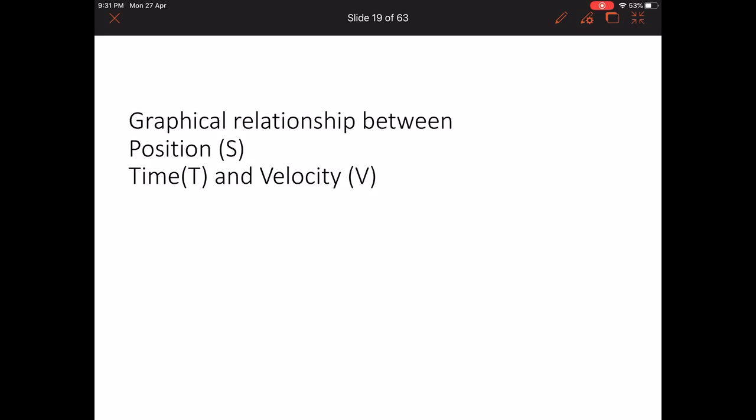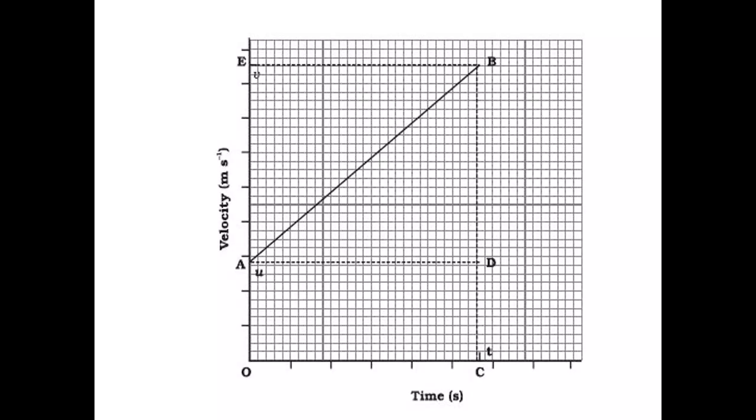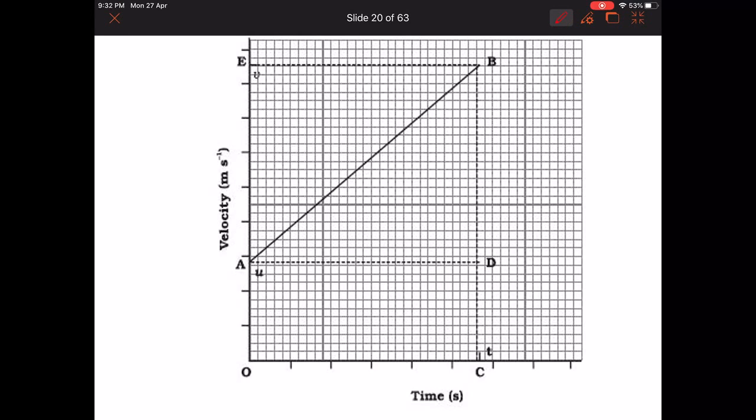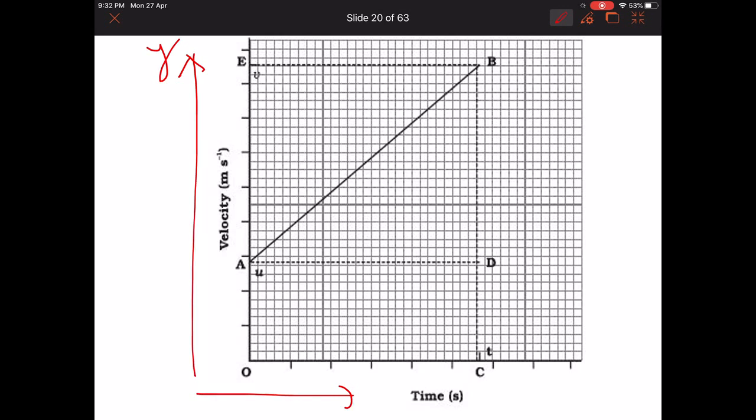And to understand the graphical representation, this is the kind of graph that we will consider. So what kind of graph is this? First of all, understand that this is a velocity time graph wherein the velocity is on the y-axis and the time is on the x-axis, right? We discussed in the previous videos that whenever we consider any area under a velocity time graph, it gives us distance or displacement, right?